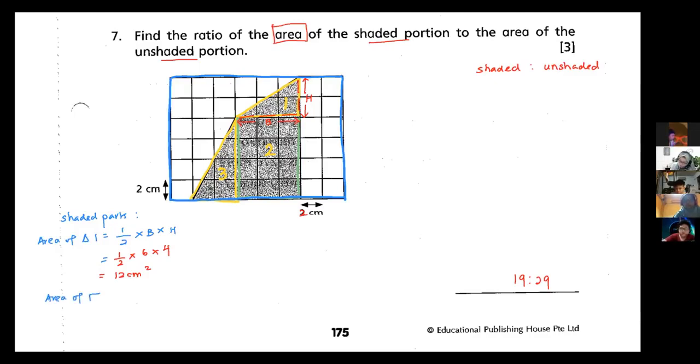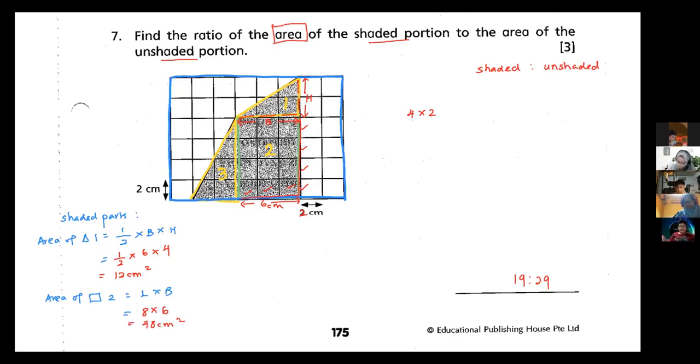Next, we move on to area of rectangle 2, which equals length times breadth. The length will be the longer part, which is this portion here, and you can see it is 1, 2, 3, 4. So 4 means 8. How do I get that? I take 4 times 2 because each side is 2 cm. The breadth is the shorter part. There is 1, 2, 3, so this will be 6 cm. 8 times 6 equals 48 cm squared.